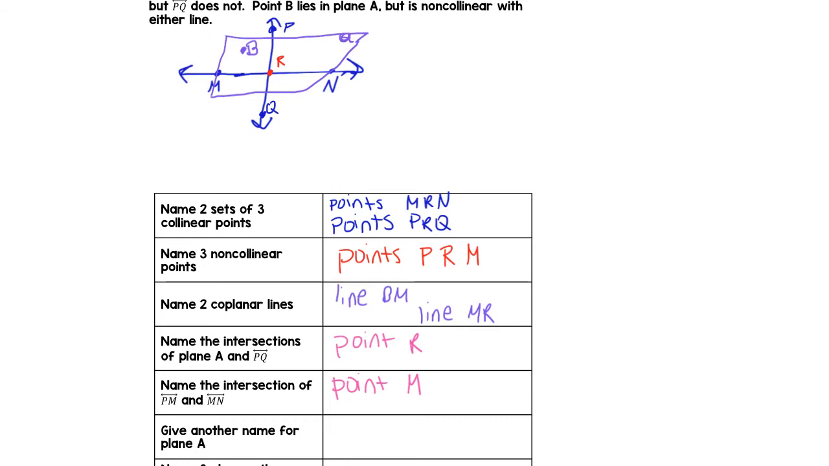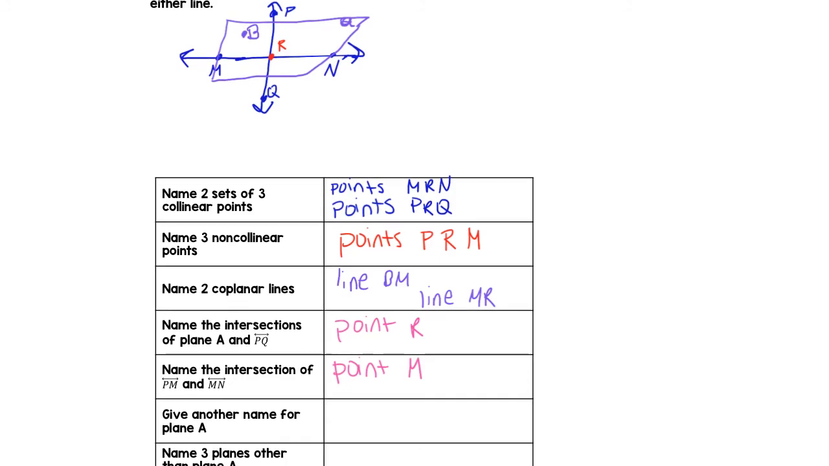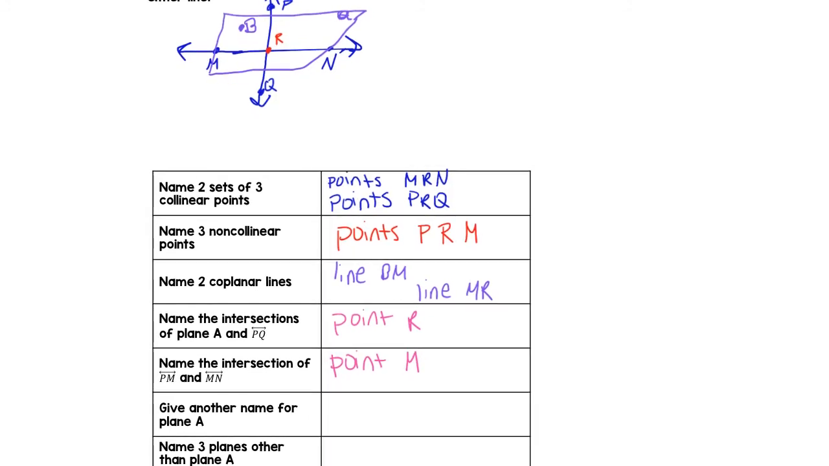Give another name for plane A. Well, remember we said above that we need three points on a plane to name it. So we can name this plane any three points that are on the plane: B, M, N. We could name it BMR, BRN. Any of those three will work.